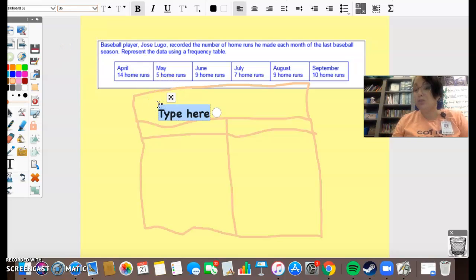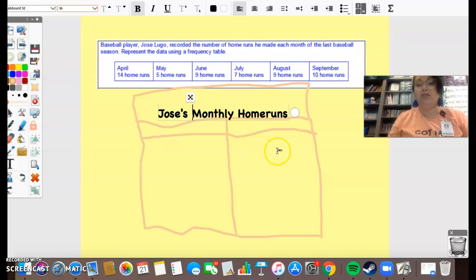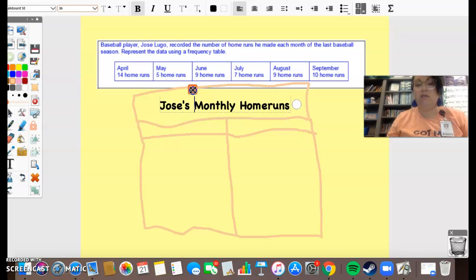Our title here, what should we call it? I'm thinking monthly home runs. And actually, it says it's a certain person's home runs, so I might actually say Jose's Monthly Home Runs. What do you think? And notice since it's a title, I capitalize the first letter of each important word, just like we would for a book. Okay, now for our categories, what do you think we should put?